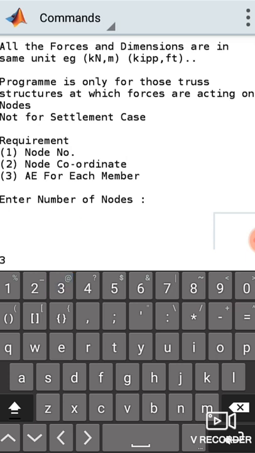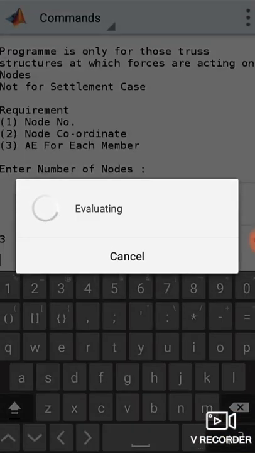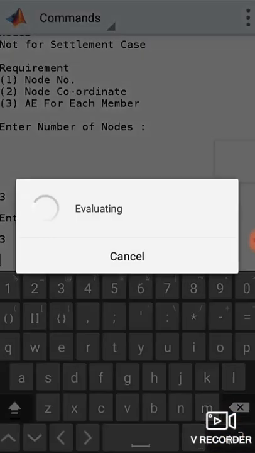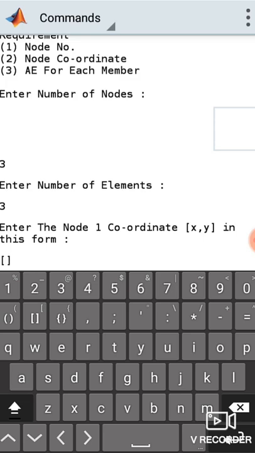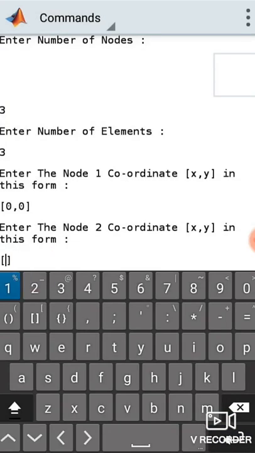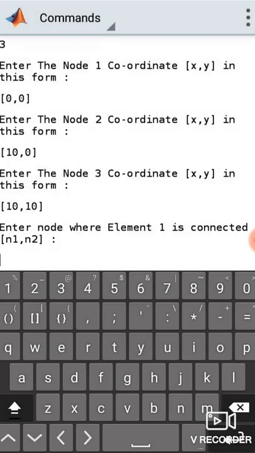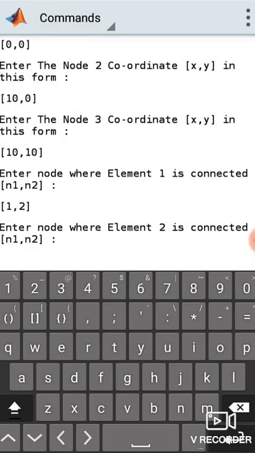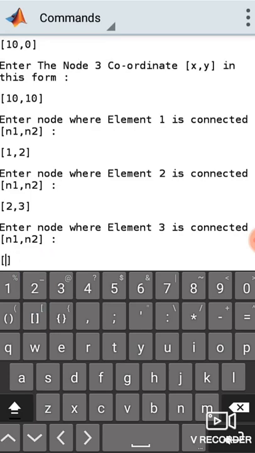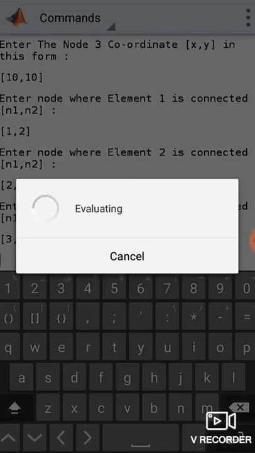I have a truss which has 3 nodes. It contains 3 elements. The coordinate for node 1 is 0 0, for node 2 is 10 0, and for node 3 is 10 10. Now the program is asking me where element number 1 is connected. My element number 1 is connected to node 1 and node 2. My element number 2 is connected with node 2 and node 3, and my element number 3 is connected to node 3 and 1.